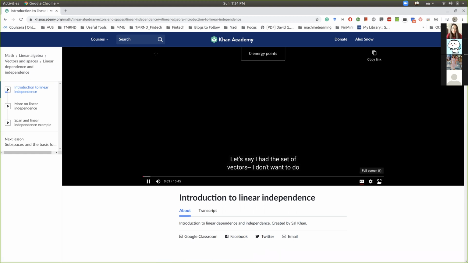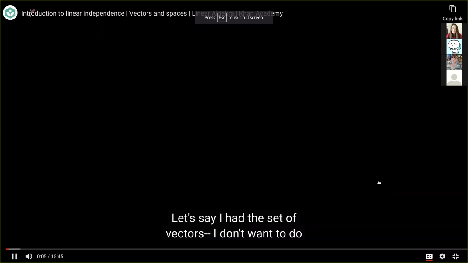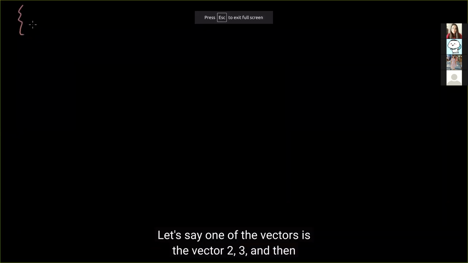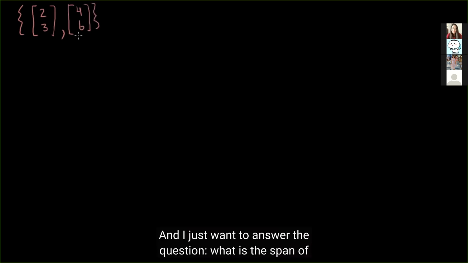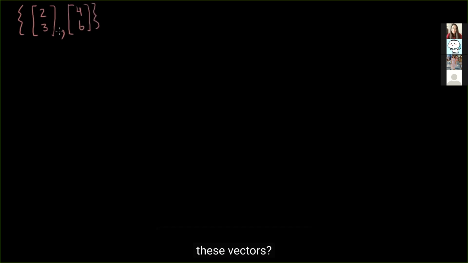Say I had the set of vectors. Let's say one of the vectors is the vector 2, 3, and then the other vector is the vector 4, 6. And I just want to answer the question, what is the span of these vectors? And let's assume that these are position vectors. What are all of the vectors that these two vectors can represent?